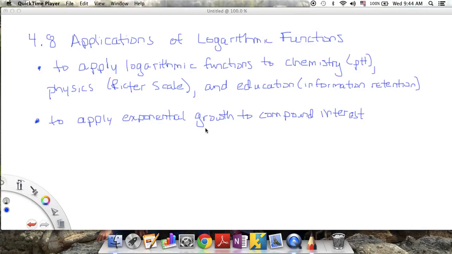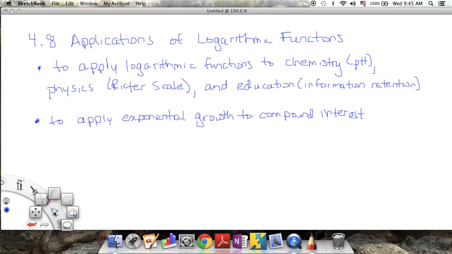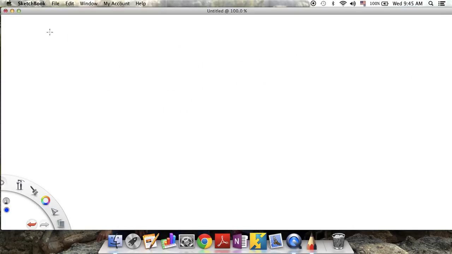We're also going to review the exponential growth model that we use for compound interest and add a little extra with that. So let's start with chemistry.